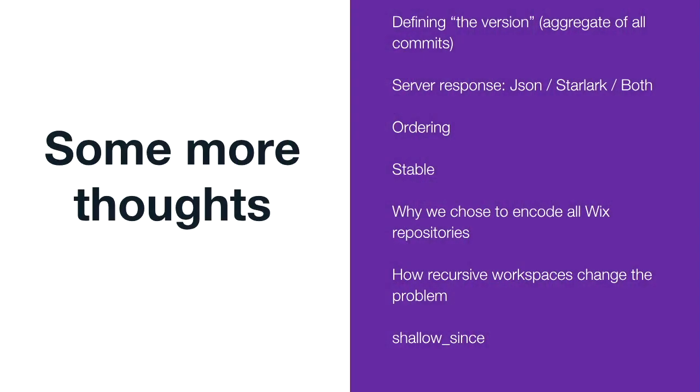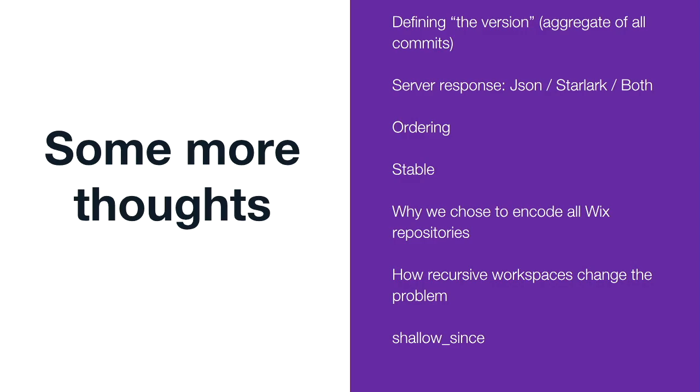Yeah, some more thoughts. This is the advanced part. I'm not sure I'll touch on everything because I think it's a bit too much. But first of all, what's the version? Because you have many repos, so there is not really a version, right? If you have a mono-repo, you have a version. So for us, the version is the aggregate of all commits. So this version list is the version that you want to speak about, because this represents the code that was used.